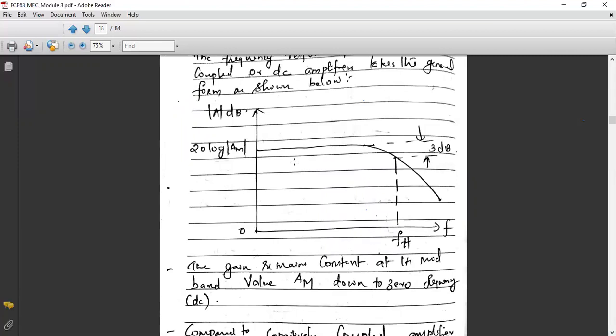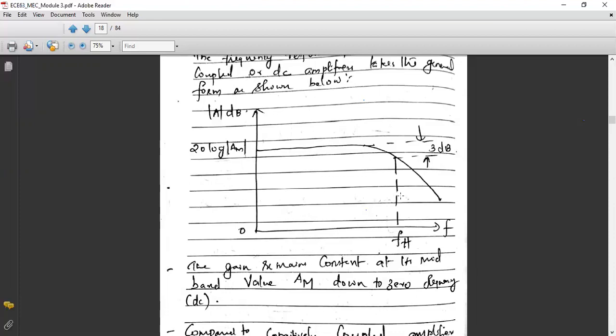Till fh it is maintained constant, but once your frequency increases beyond fh, that constancy fails and your gain is going to reduce. So you can no longer say that your gain is a constant. Instead, gain is a function of frequency. Gain of your amplifier is a function of the frequency.